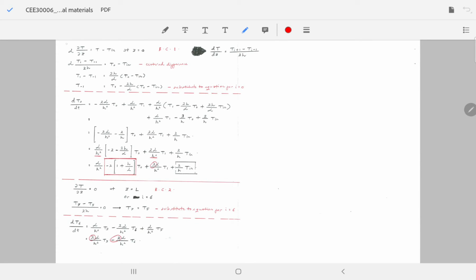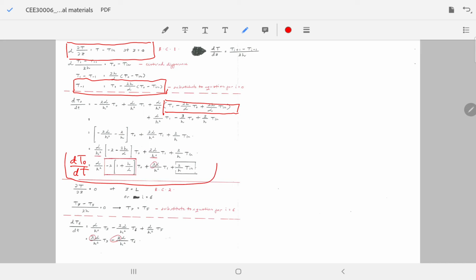We use the boundary conditions at z equals 0, so we can convert this T minus 1 in terms of the things that are known. Then we put this T minus 1 into this to replace the T minus 1. Then we have an updated equation of dT0 over dt, which is equal to these equations in here.